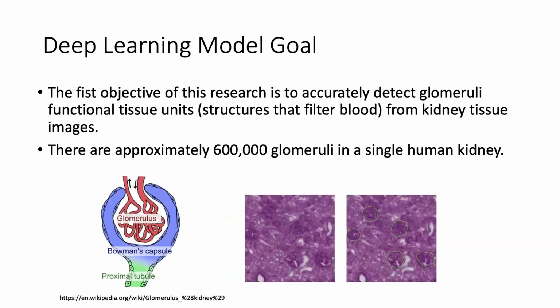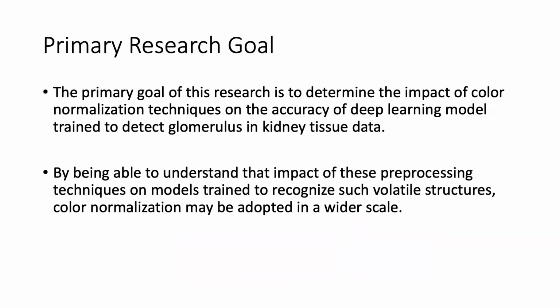One of the objectives of this research is to build a model capable of identifying glomerular functional tissue units in kidney tissue. These are structures in the kidney that are essential to filtering the blood. But the main objective of this research is to evaluate the impact of color normalization techniques on the accuracy of a deep learning model trained to recognize glomeruli from kidney tissue.